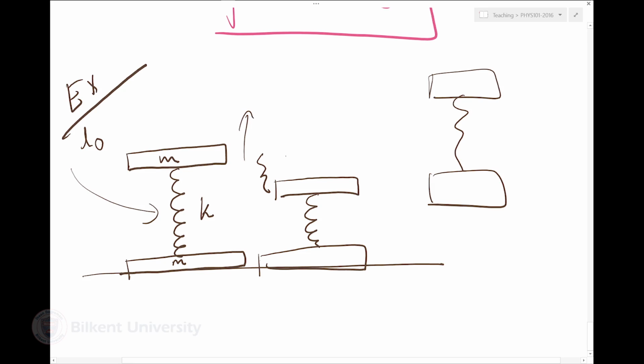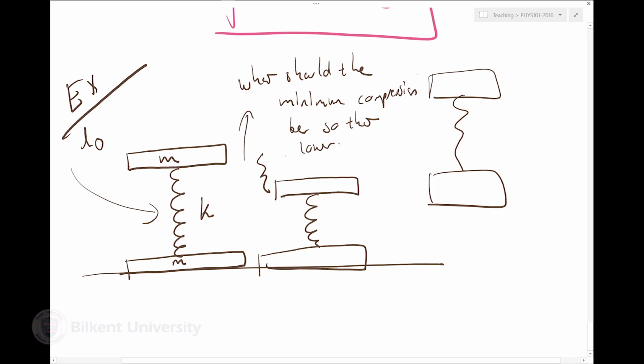All right? So what should the minimum compression be so that the lower mass leaves the ground?